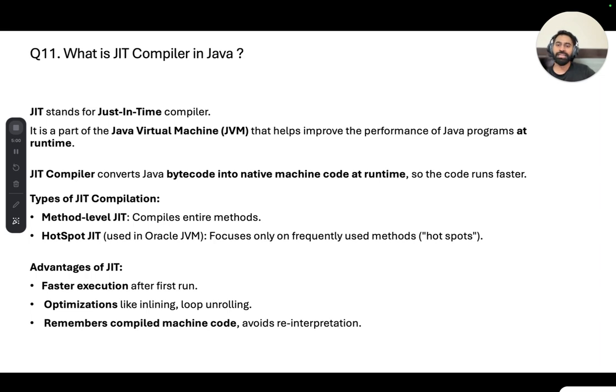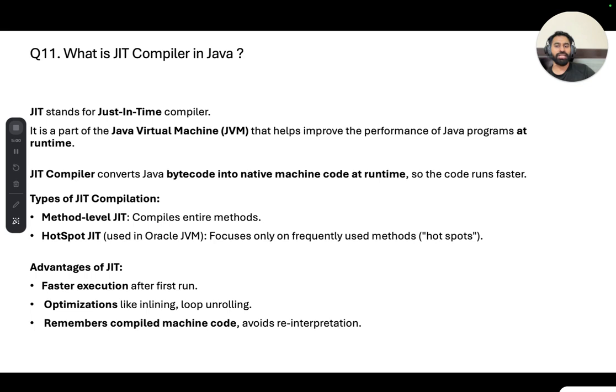So method-level JIT compiles the entire method, but HotSpot first compiles it, and then if there is a frequent call for that particular method, it changes it into some code and keeps it, so that every time it will not interpret or read or compile the same method again and again. Okay, so it makes JIT faster.